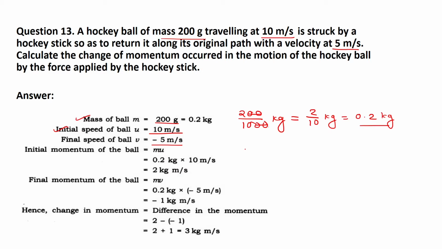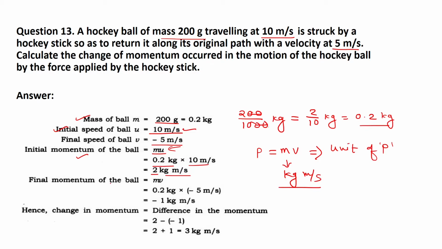So the direction is opposite. So when struck by the hockey stick, it will move in the opposite direction to whatever the initial velocity is. So let's find the initial momentum of the ball. Initial momentum is the multiplication of mass and initial velocity. The mass is 0.2 kg and the initial velocity is 10 meter per second. So 0.2 multiplied by 10 will be 2 kg meter per second. Students, note that the unit of momentum is mass multiplied by velocity. So the unit of momentum, that is P, is the unit of mass, kg, and the unit of velocity, meter per second.